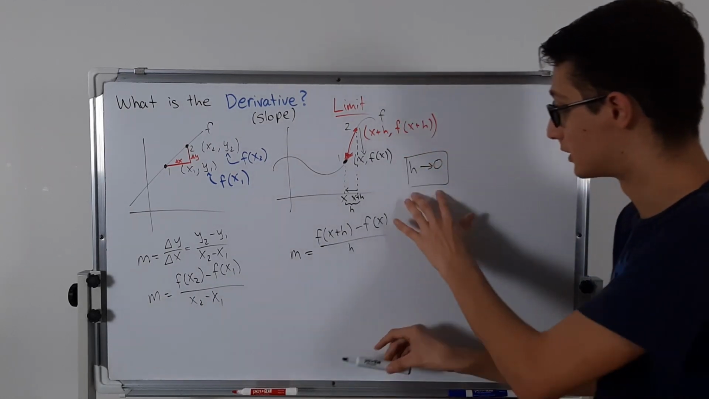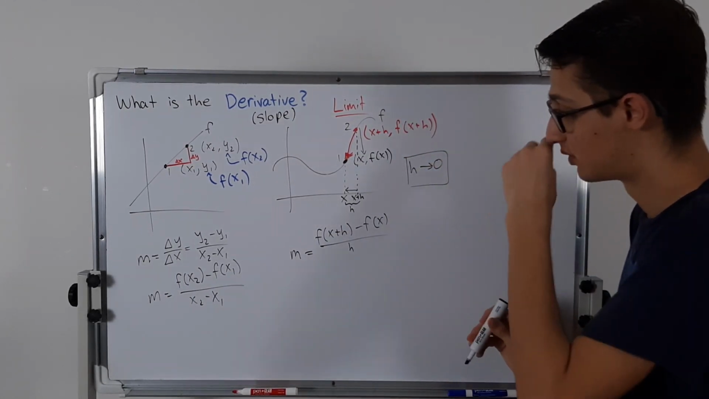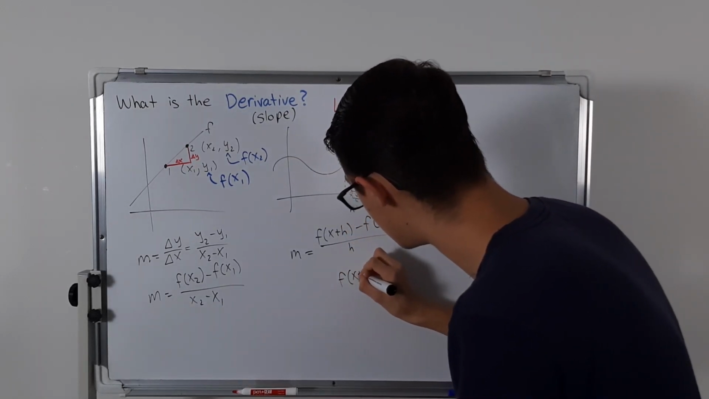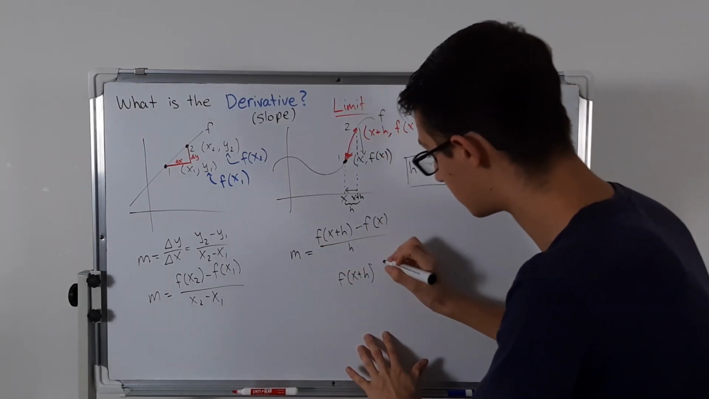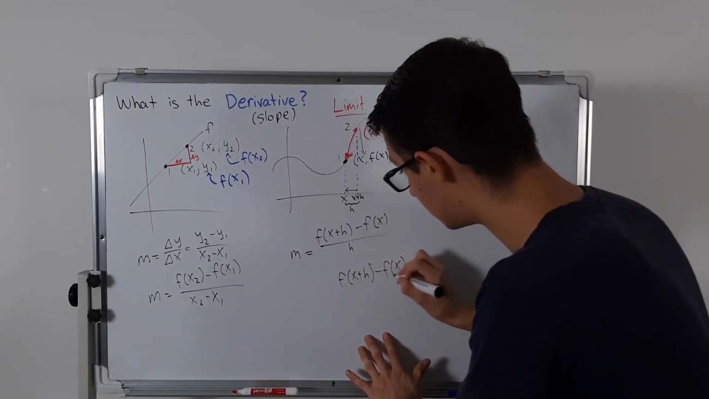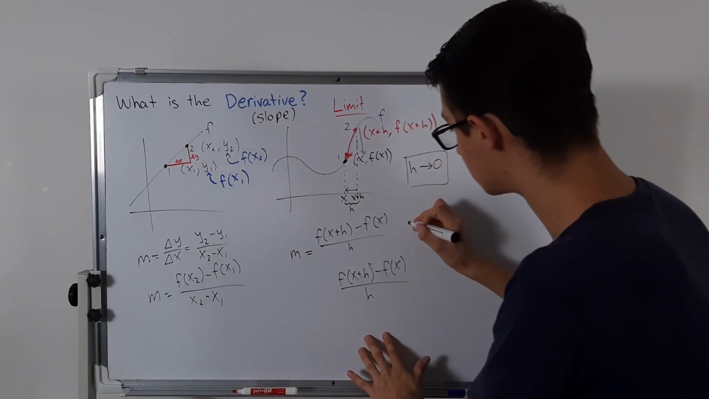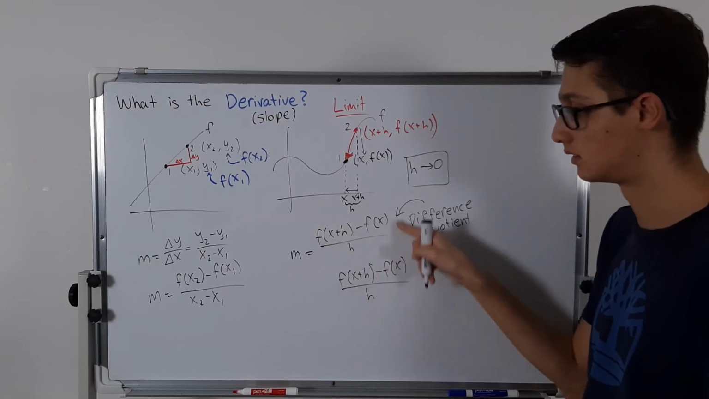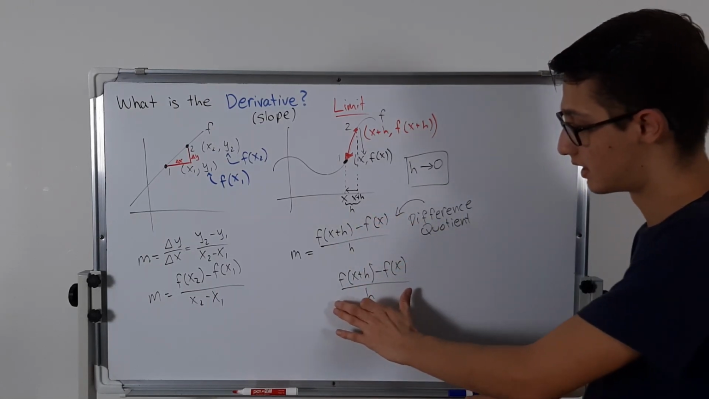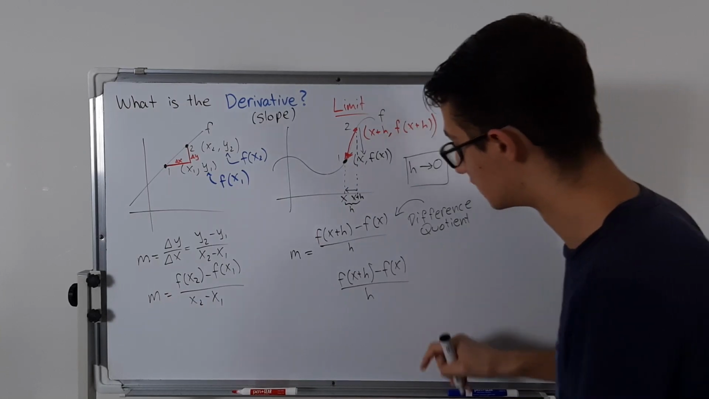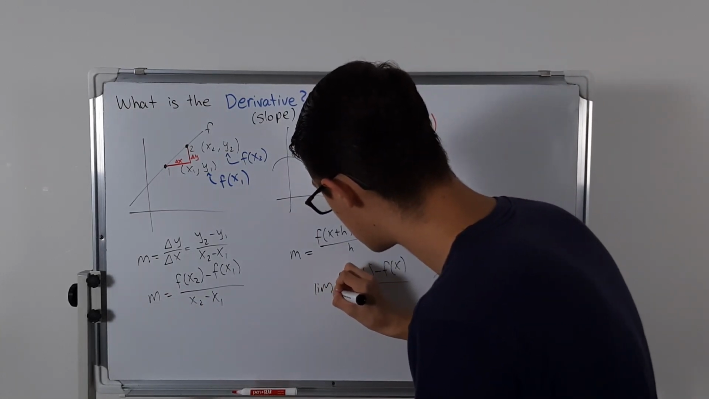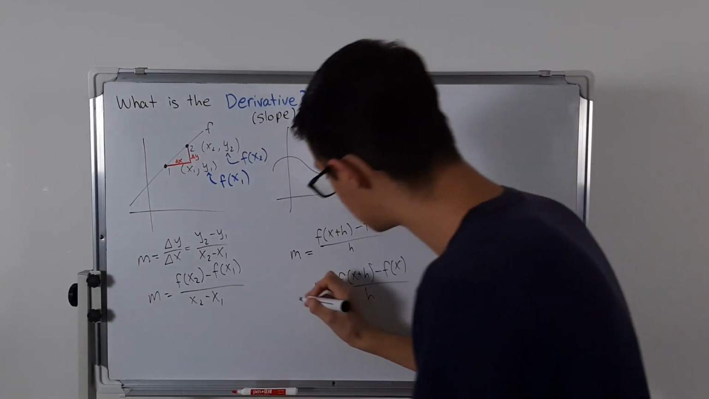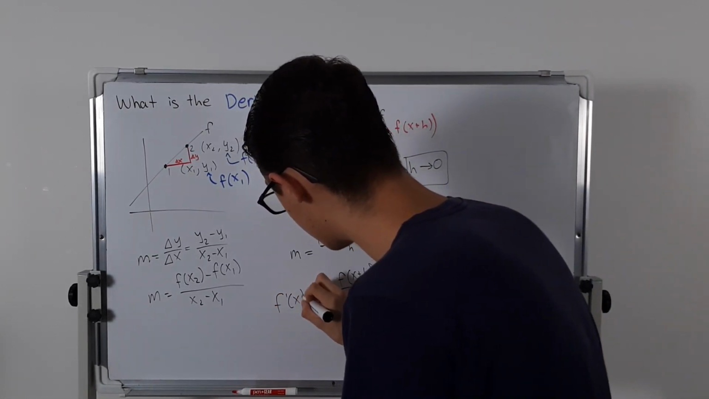And I pretty much spelled out what the limit is going to be. So here's what we have. We're going to take that same thing that I wrote up here, and one important note is this is usually called the difference quotient. What we do with the difference quotient is we take the limit as h approaches 0, and we call this f prime of x.